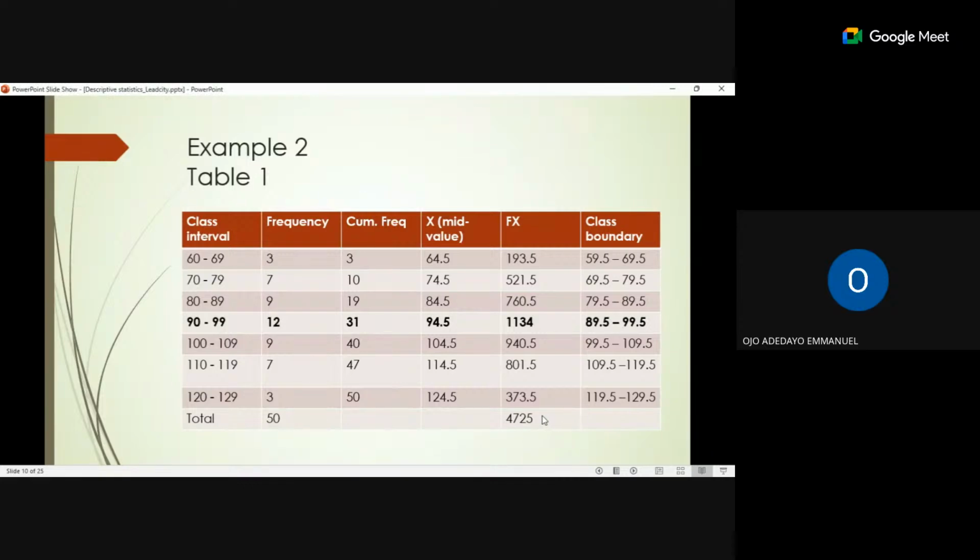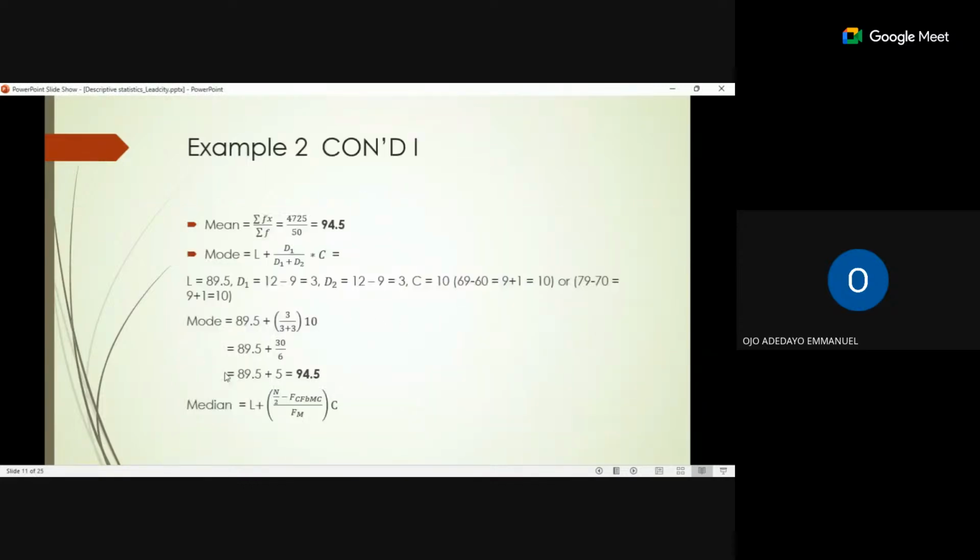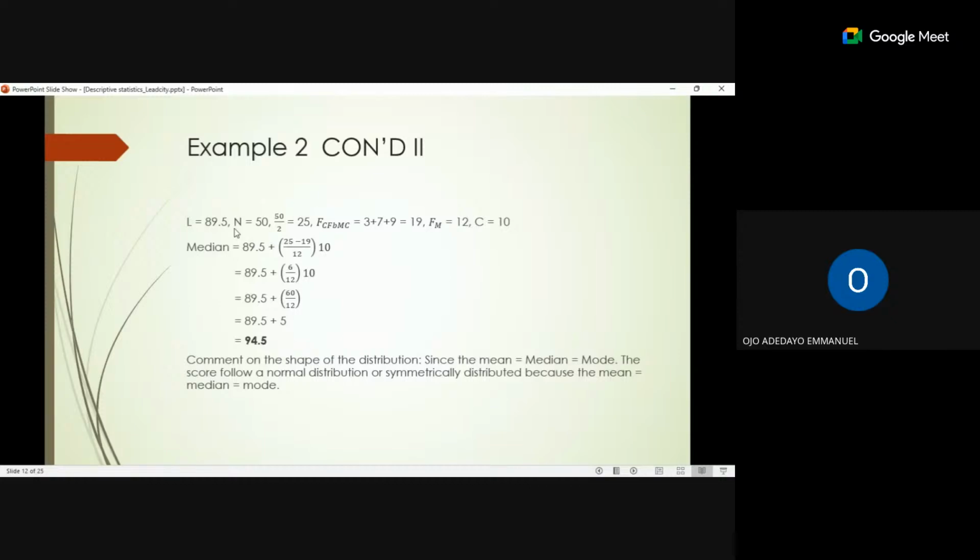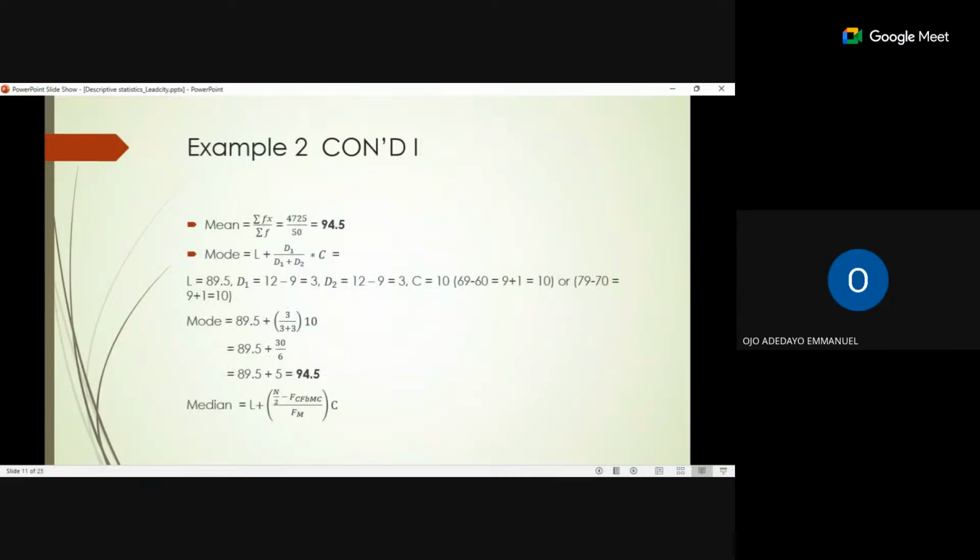Okay, so let's move on. So now we have our L to be what? To be 89.5, which is this. Now let's go back to our formula. We need N. If you look at the formula of the median, we have N divided by 2. We need N. What is N? N is the total frequency that you have.